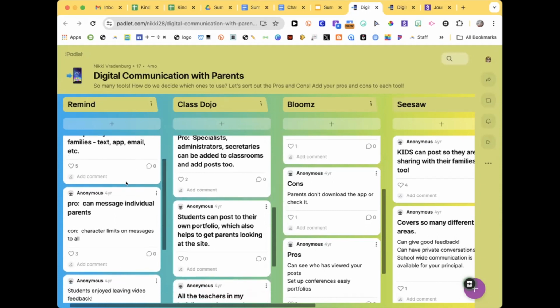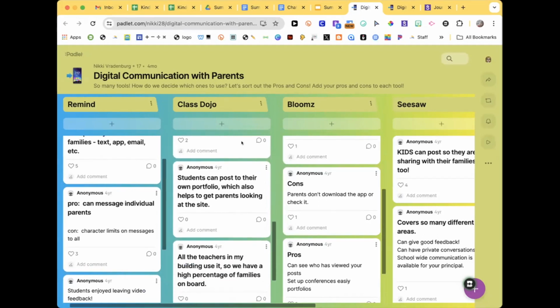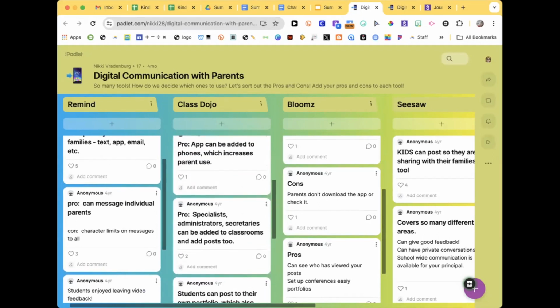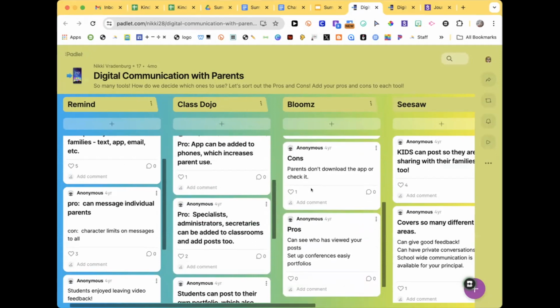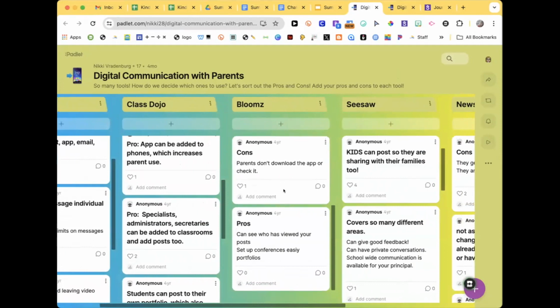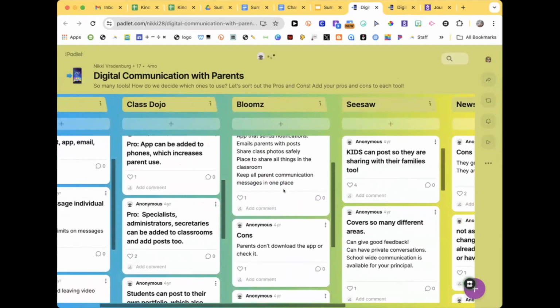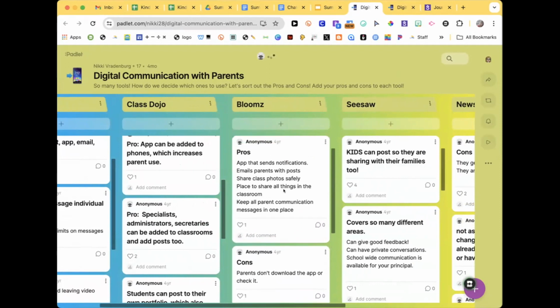I think most of us are familiar with Remind. Class Dojo, is everyone pretty familiar with Class Dojo? Bloomz, I think, is probably one that maybe people are least familiar with. It is similar to Remind, I would say. I think it has some extra features in there. The thing that some people say they really like is there's some scheduling pieces in there. Like I could schedule my parent-teacher conferences, and it has kind of an embedded way of doing that.